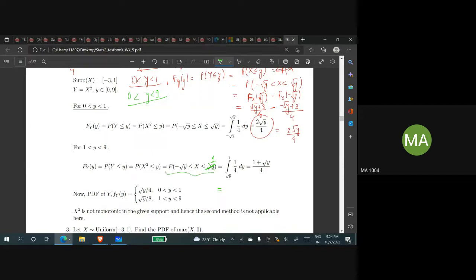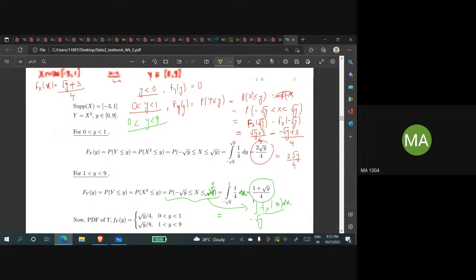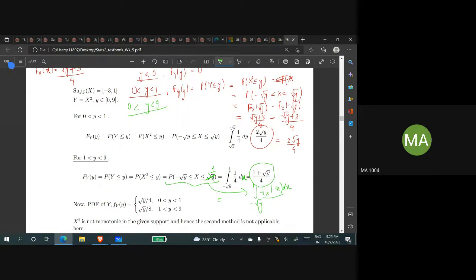So how do you find this probability? One way that we saw previously is you can do F_X(1) minus F_X(minus root y), but you can also do it using the integral of f_X(x) dx, from minus root y to 1. What is f_X(x)? It is just 1 by 4, and you will get (1 plus root y) by 4.